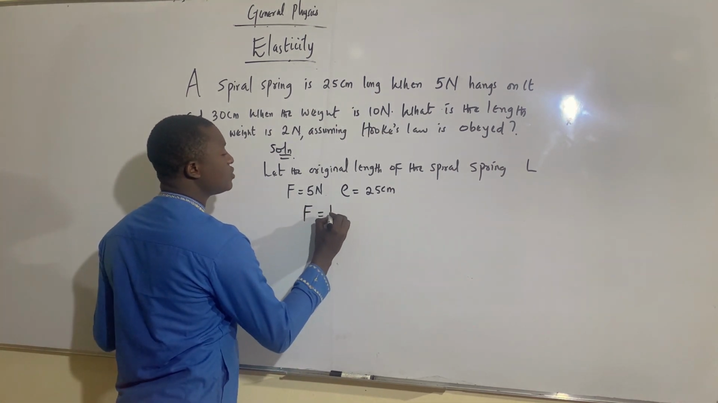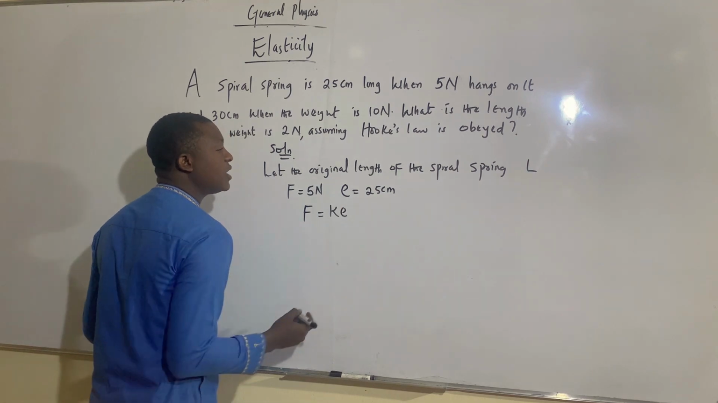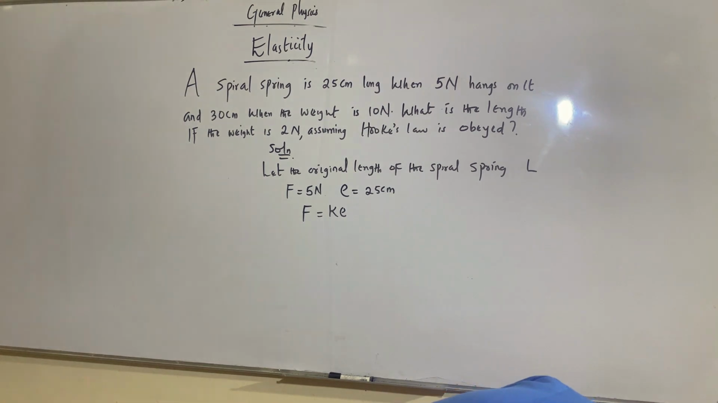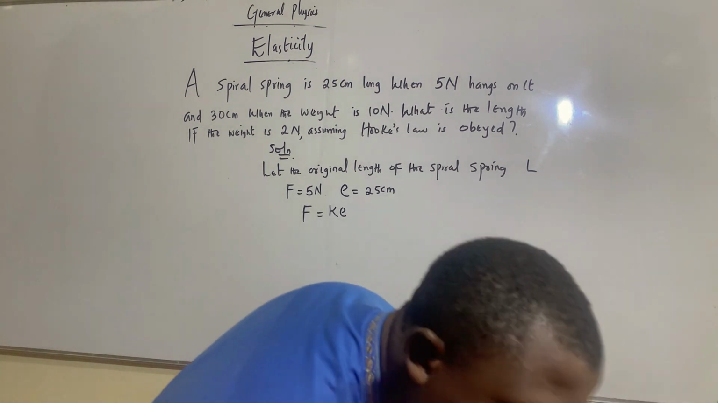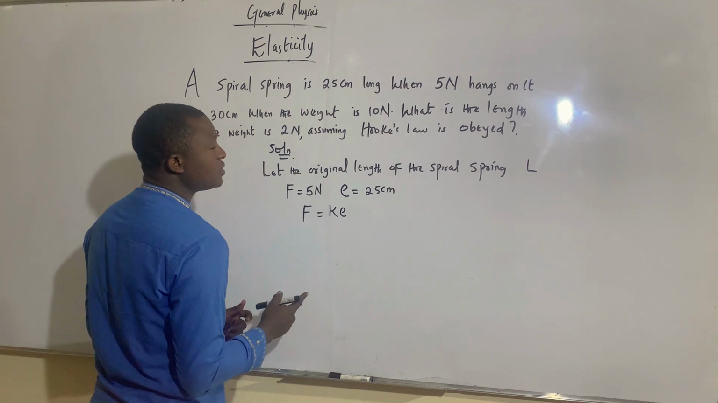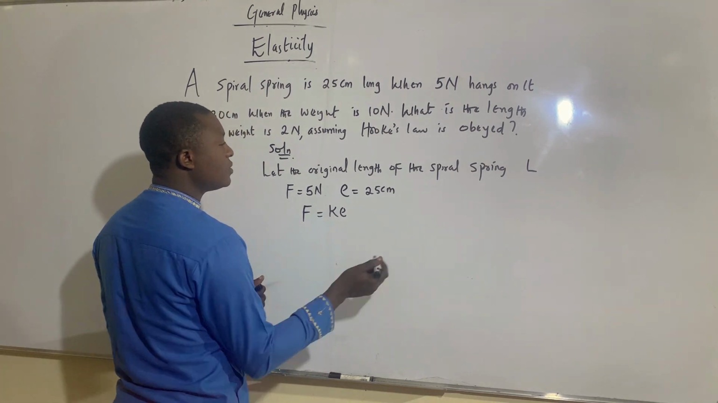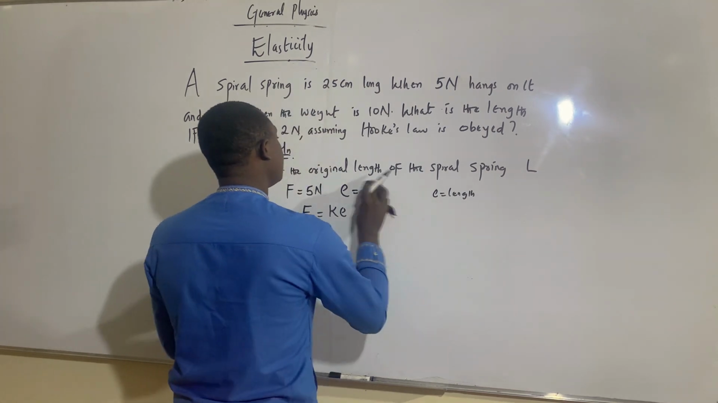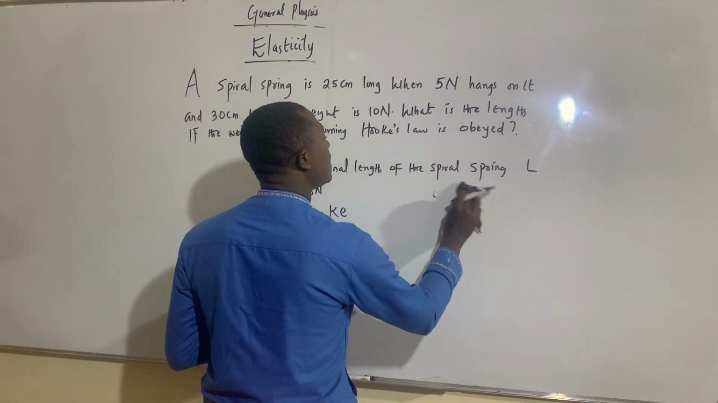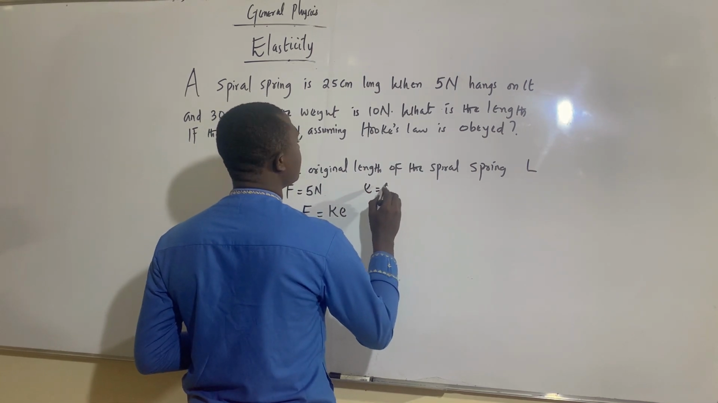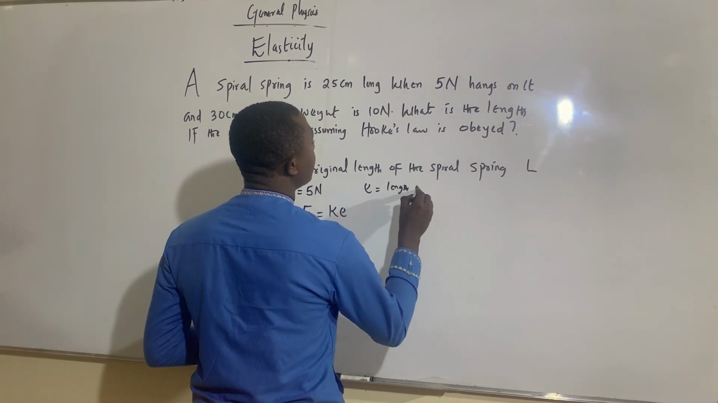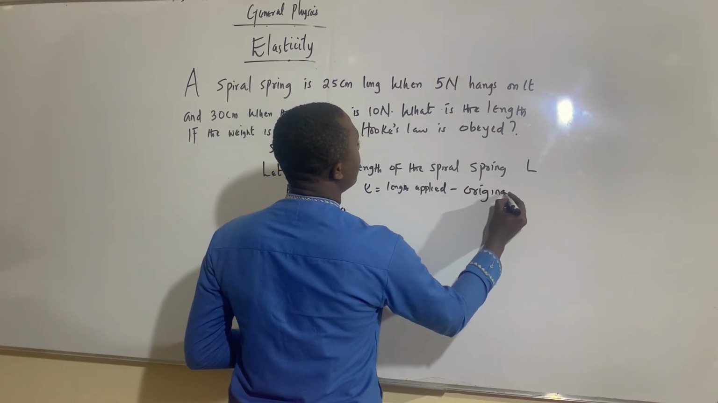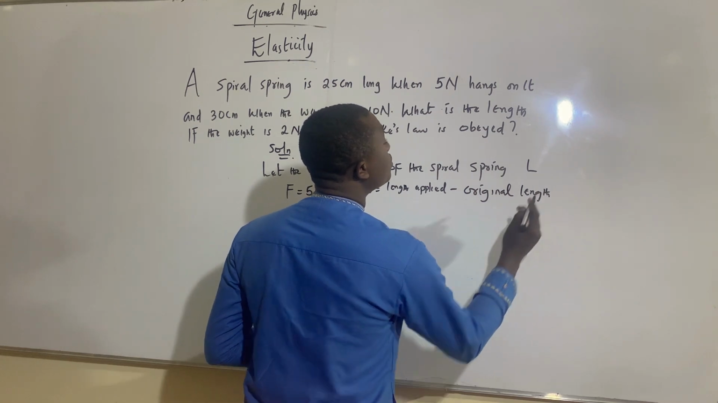We know F is equal to KE. So now if I want to put that in terms of the length, since we let our original length of that extension be, it's going to be the length applied minus the original length. That is, the length applied, sorry about that, the length applied minus original length. So that's why we are going to have the extension here. Since here we don't know the original length, right?